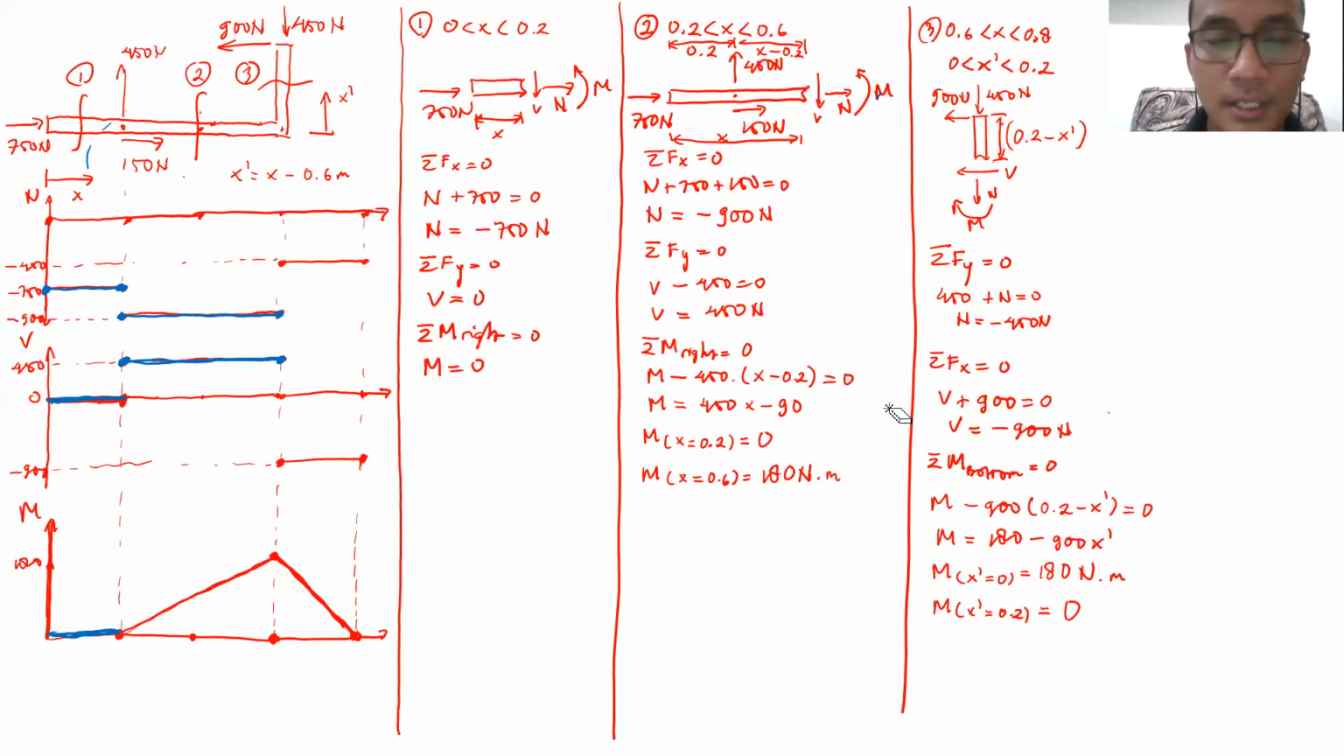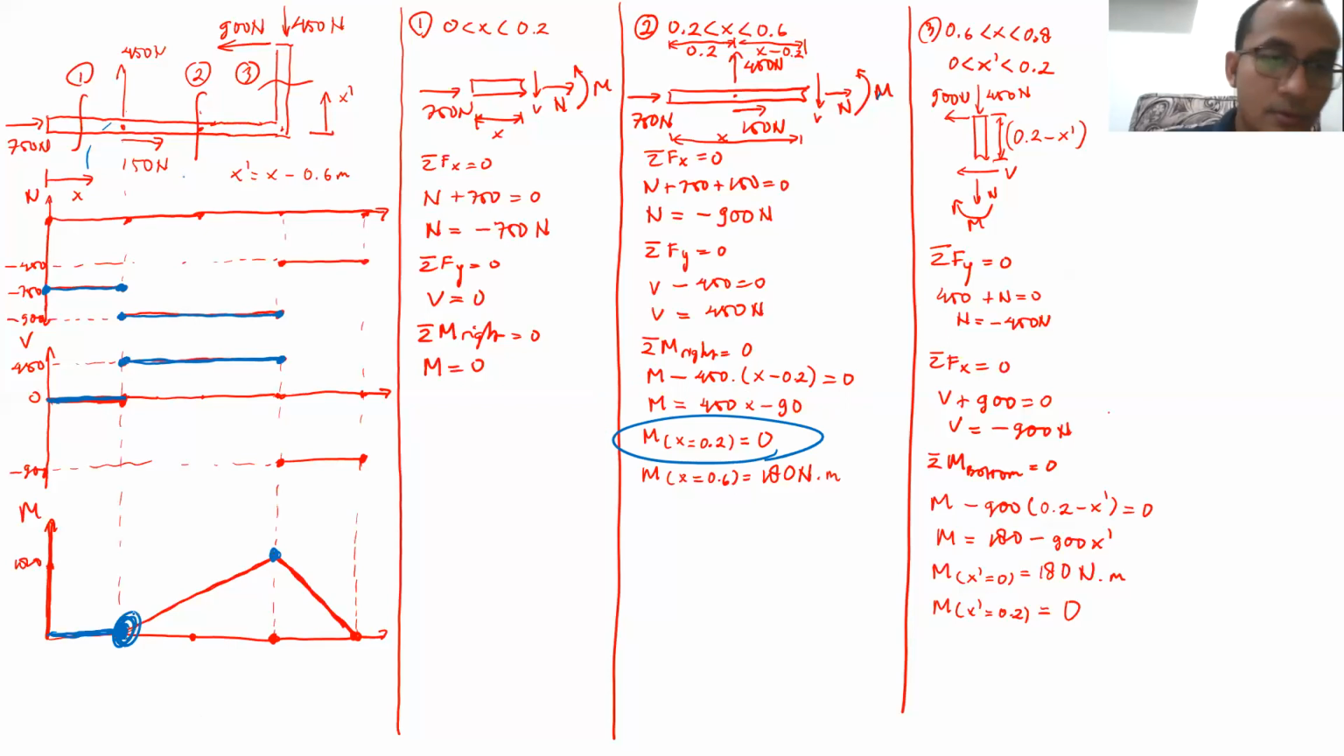Then I find it at x equal to 0.2, because I know that the equation here is linear. By just getting 2 points, it will be enough for me to draw the linear line. So the linear line has one end at x equal to 0.2 meters, and the other end at x equal to 0.6 meter. At 0.2, substituting x equal to 0.2 here, I get 0, because 450 multiplied by 0.2 is 90, minus 90 is equal to 0. This point is 0.